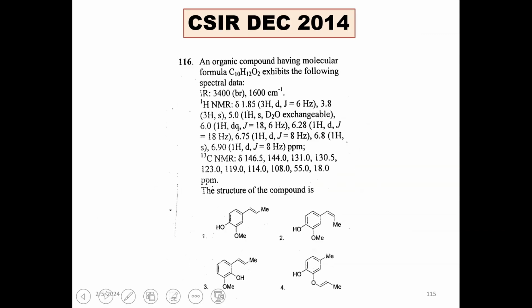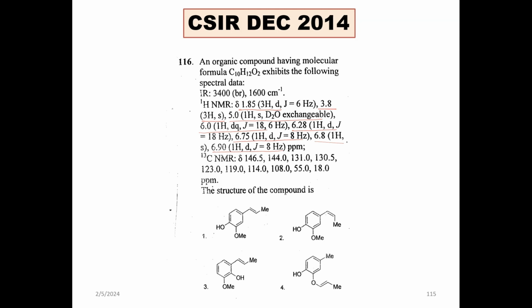2014, they are asking for the correct structure and have given you the data here. So they have given 1.85, 3 hydrogen doublet; 3.83, 3 hydrogen singlet; 5.0, 1 hydrogen which is exchangeable; and you have a 6.0 doublet of quartet, 6.28 one hydrogen doublet, 6.75 one hydrogen doublet, 6.8 one hydrogen singlet, 6.9 one hydrogen doublet.